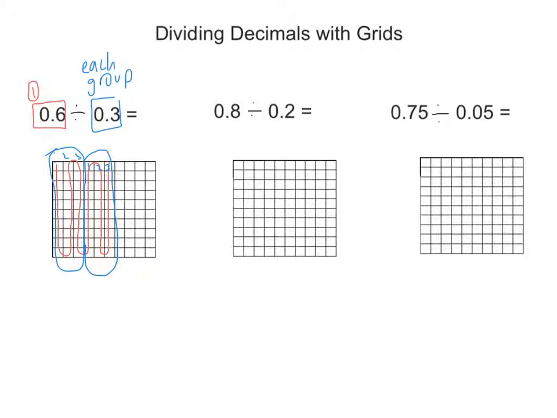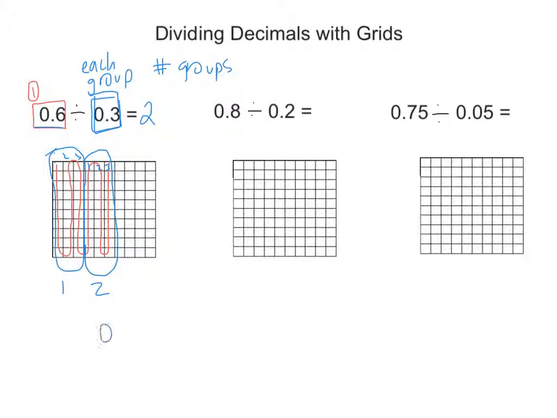So the first number told me that I had 6/10. The second number tells me that every time I have 3/10, I need to make a group. And my answer is how many groups I was able to make. So I made 2 groups. So 6/10 divided by 3/10 is 2.